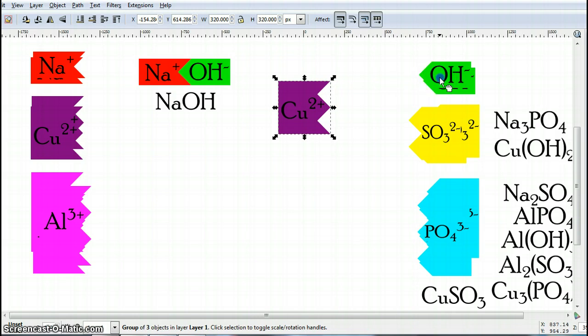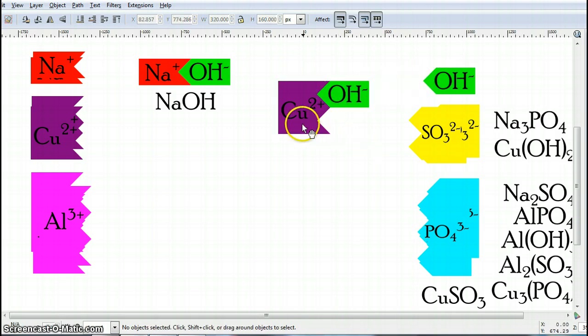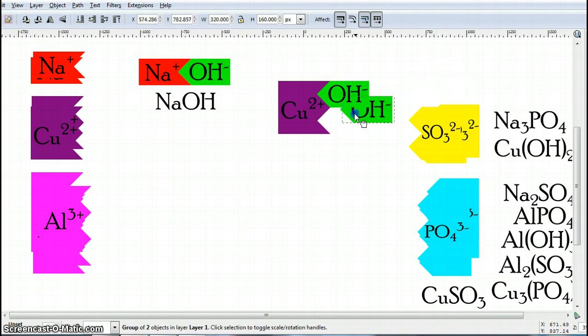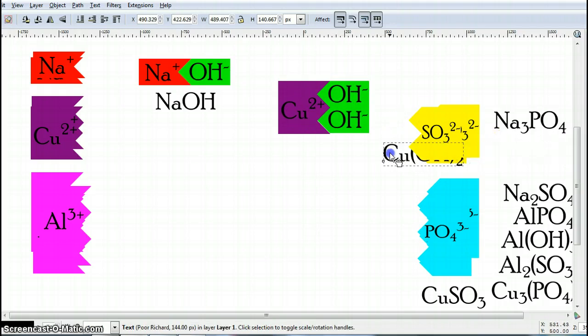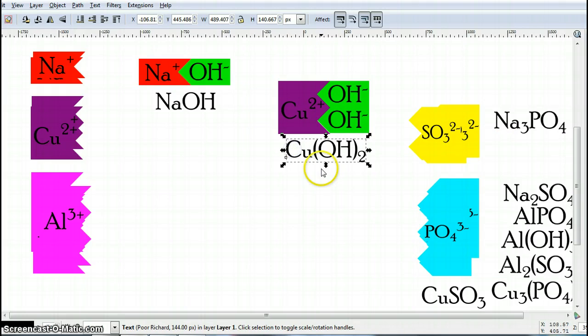So what we need to do is we bring over one OH, for example. And if we do this, we see that the Cu still needs another one. So just like before, we bring another OH in. And in order to make this compound complete, we would need two OHs to pair up with this copper. So this compound would be known as copper 2 hydroxide, meaning that you would need copper 2 and two hydroxides to form this compound. Now, if we counted them up, we used two OHs and only one copper. So this thing's formula would be Cu(OH)2.